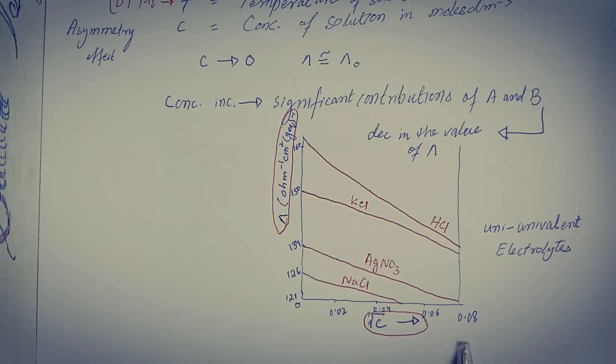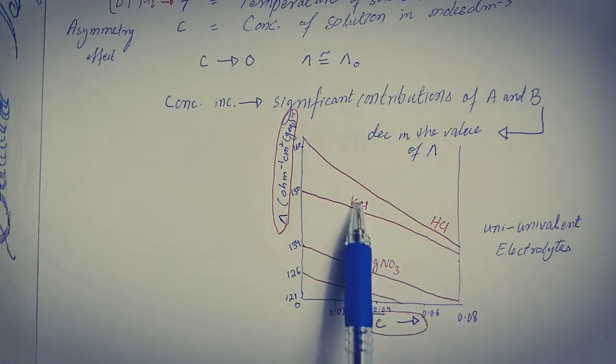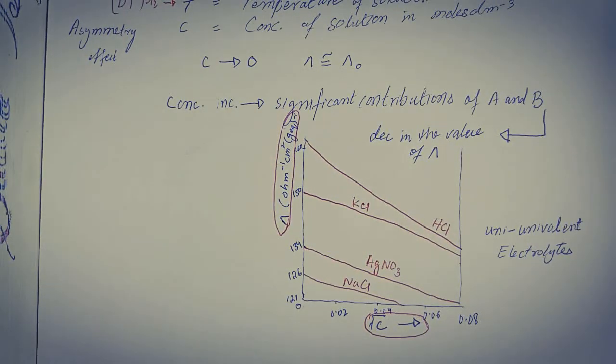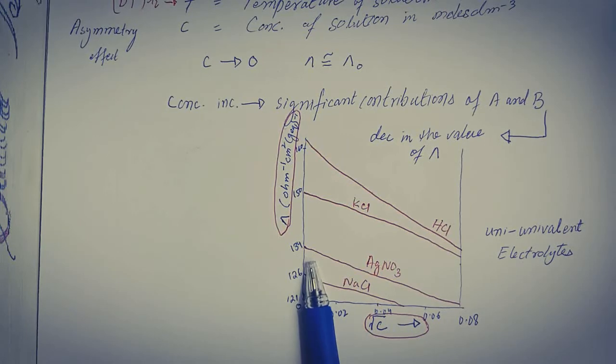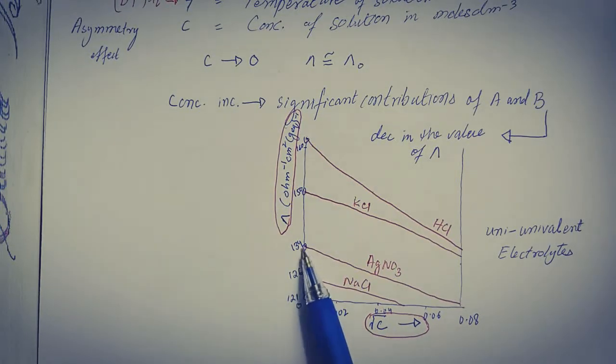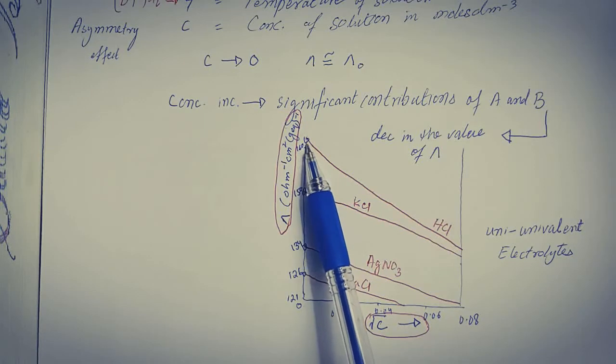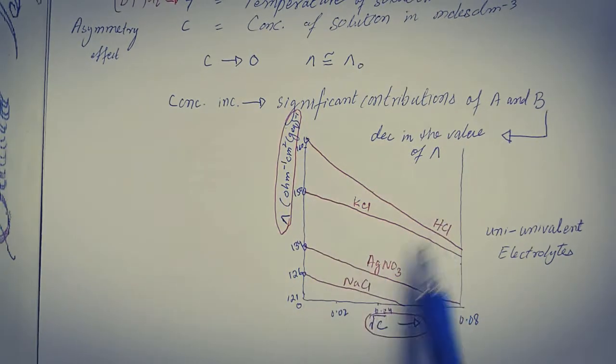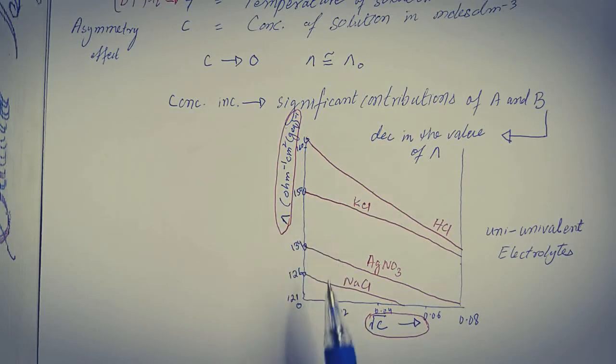When we use higher concentration, deviation from these straight lines will be observed. That leads to the formation of curved lines with higher concentrations of the solutions. So here we can see that by increasing the concentration of the solution, there is a decrease in equivalent conductance from the conductance at infinite dilution. So these points show the equivalent conductances of these electrolytes at infinite dilution, which is extrapolated at zero concentration.